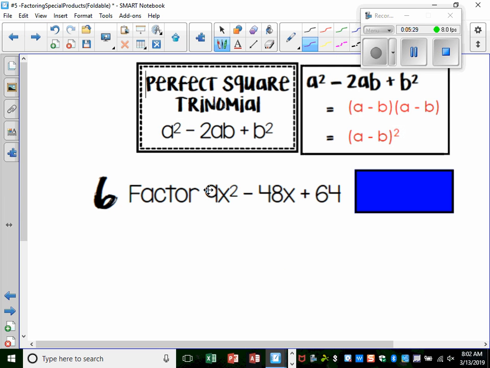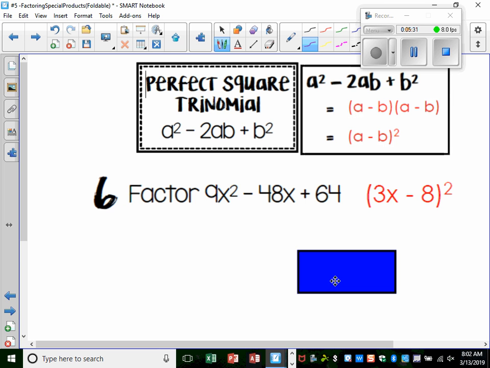Okay, what is the square root of 9? 3. What's the square root of 64? 8. Since the middle term is minus, I put 3x minus 8 times 3x minus 8. Okay, tests out to be a perfect square trinomial.